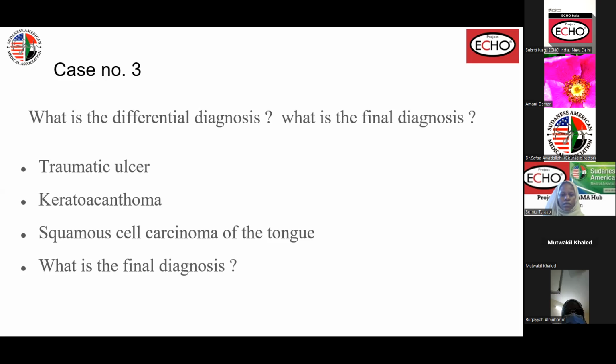So keratoacanthoma is usually found on the skin, so the vermilion border of the lip is the most expected location if this is keratoacanthoma, which will lead us to squamous cell carcinoma of the tongue, a well-differentiated type, which is definitely our final diagnosis here, as you mentioned.